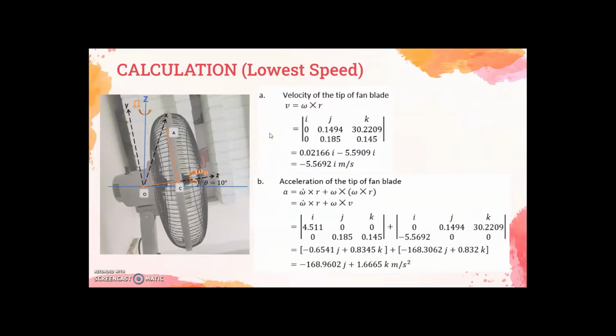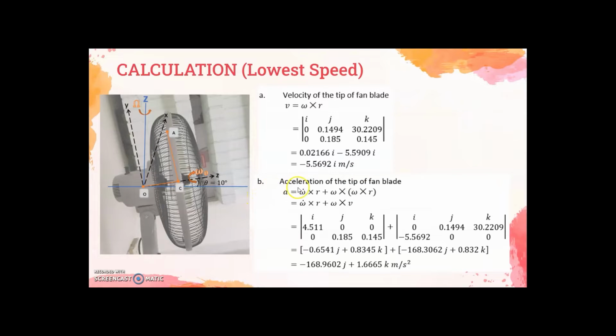Now we are able to calculate the velocity of the tip of the fan blade. We know that the formula is v equals r omega. However, in this situation, since it is in vector form, we need to use v equals omega cross product with r. r is the position of the tip of the fan blade just now. So we will get the final answer, which is negative 5.5692 i meter per second.